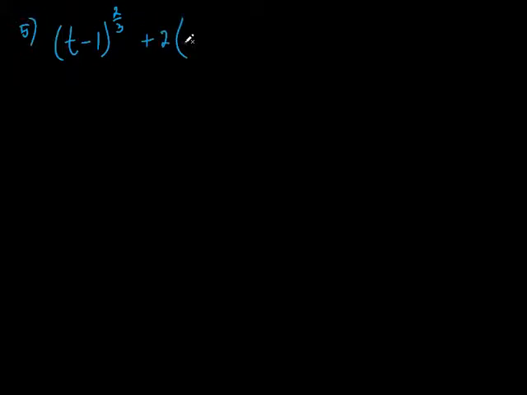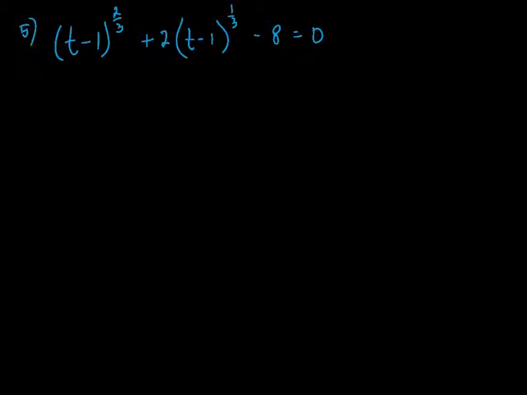Plus 2 times (t minus 1) to the 1/3, and then minus 8, and that equals 0. Alright. This doesn't look quite as familiar as a quadratic, but it is if you look at it. Because look, if this (t minus 1) to the 1/3 was an x, this would be what? (t minus 1) to the 1/3 squared, wouldn't it? So it would be x squared plus 2 what? x minus 8 equals 0. So what are we going to do?